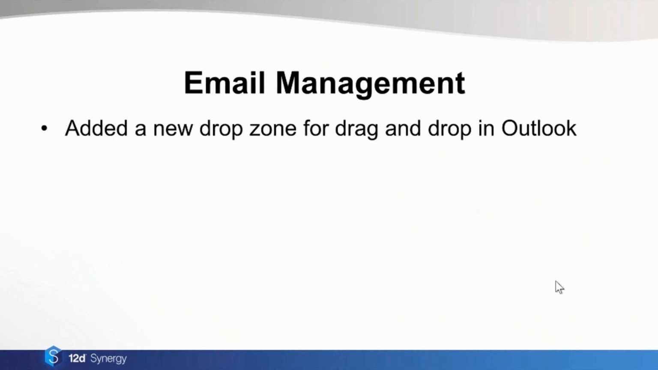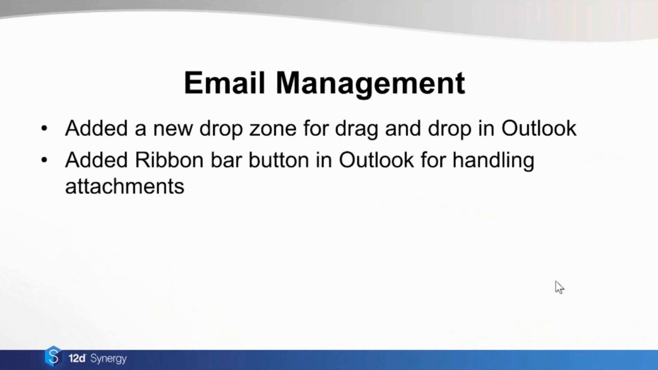Email management. We've now got a drop zone so that you can drag and drop files into that area and they'll automatically be filed away to 12D Synergy. For popular programs like Word, Excel and Outlook, we've got ribbon bars so that you can do all the standard options like check-in, check-out, add attributes and other things straight from the programs that you're used to working in.